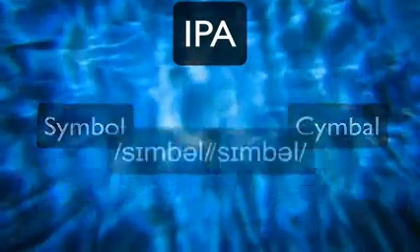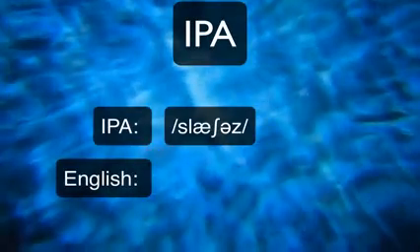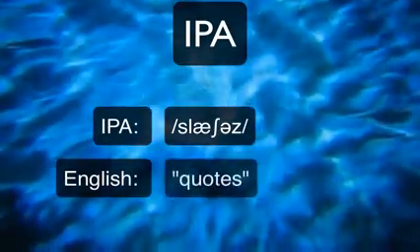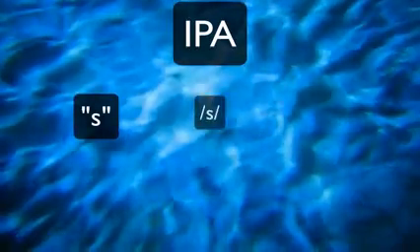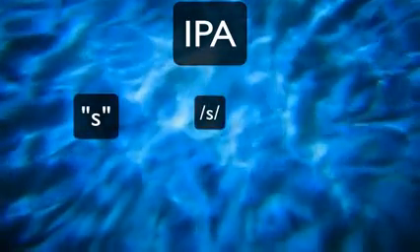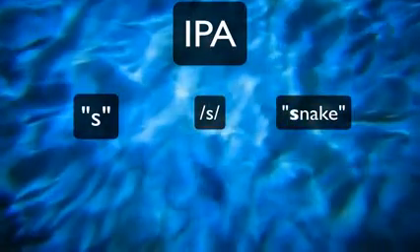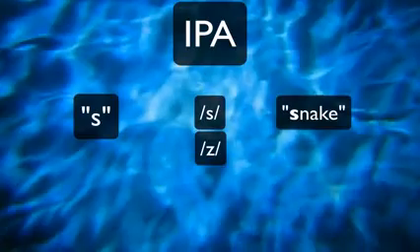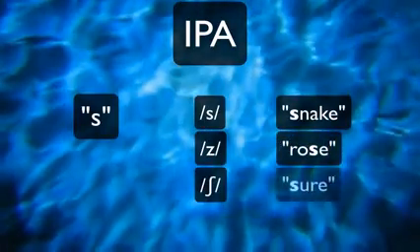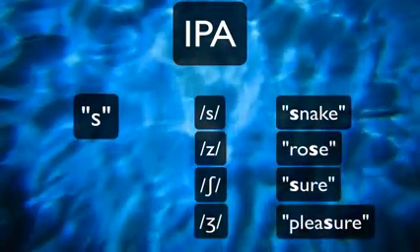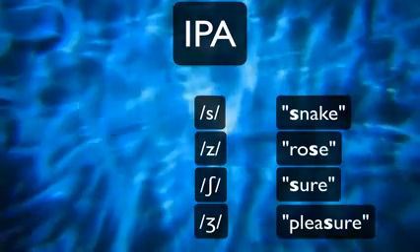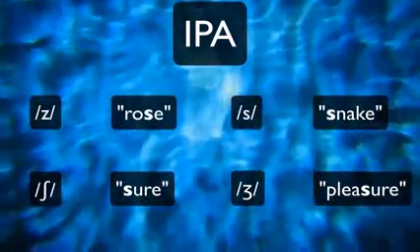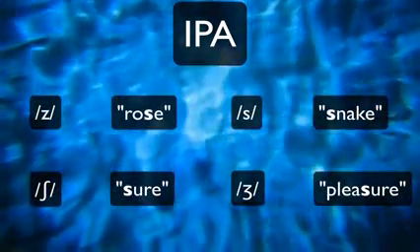Every time I write an IPA, I'm going to surround it with 2 slashes. And every time I refer to letters and words in English as they're spelled, I'll put quotes around them like this. So the letter "S" can make this sound, /s/, in IPA. It has the same character, but the letter "S" can also make a Z sound, like in "rose", or "sh" as in "sure", or "zh" as in "pleasure".